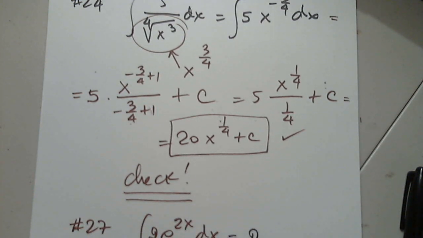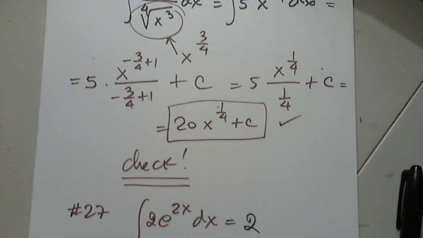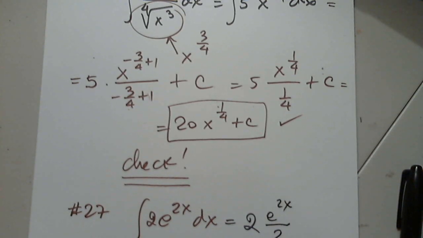Which function prime is e to 2x? Anyone? E to 2x times 2. But over 2, because we are reversing. Oh, yes, yes, yes. So very good. Let's go back for a second.